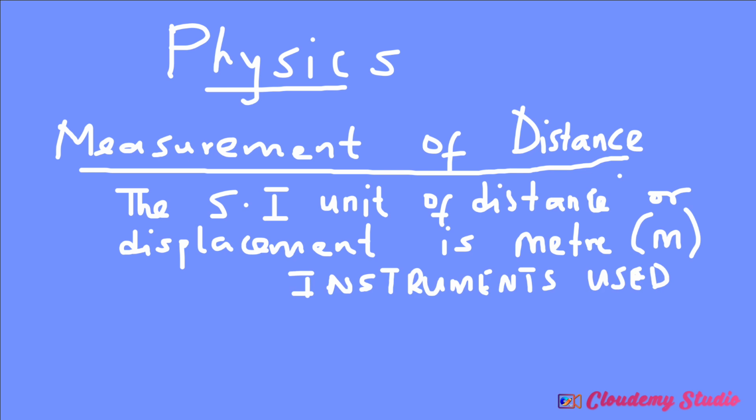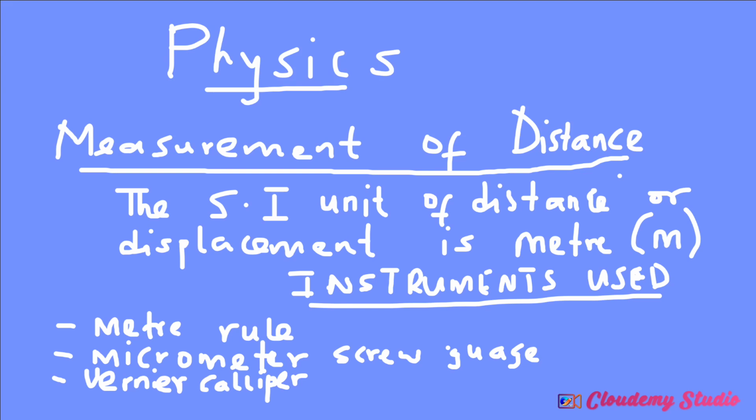So what instruments are used? There are many instruments. Even your tape rule, the one used by tailors to measure how tall or how fat somebody can be. All those are also instruments used. So the instruments used, we have the meter rule, we have the micrometer screw gauge. This micrometer screw gauge looks like a capital letter G.